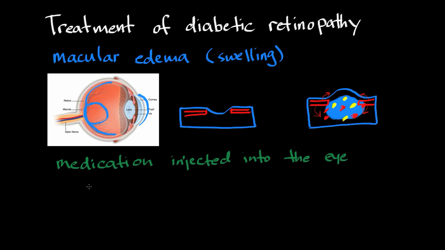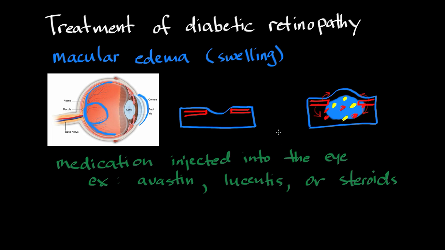And I just want to introduce you to the concept that there are some medications. Some of the examples of medications include Avastin, Lucentis, or steroids. Now, the purpose of this video is not to go into the details of which medication is best for your eye. I just want to introduce you to the concept that medications can be injected into the eye for the treatment of diabetic macular edema, and some examples include Avastin, Lucentis, or steroids, and your eye doctor can help you decide which medication is best for you.